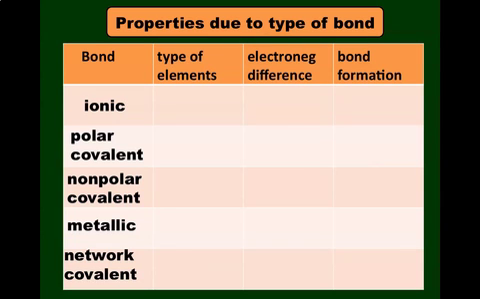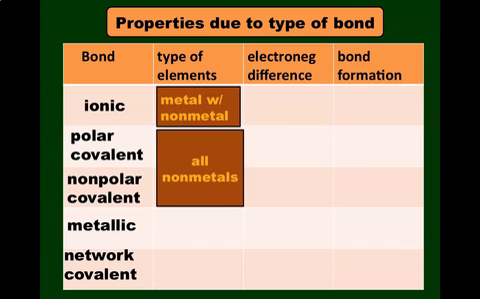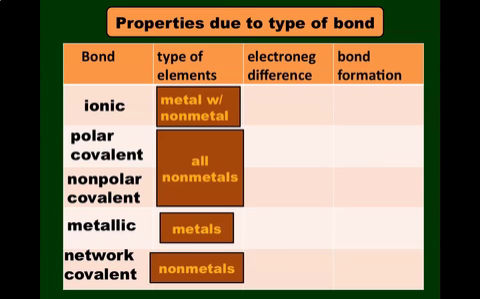Okay, let's talk about the properties due to types of bonds. An ionic bond, okay, so this is partially a review. An ionic should be a metal with a nonmetal. Polar covalent and nonpolar covalent are 2 nonmetals together, or more than 2. Metallic are with metals, and a network covalent is going to be with nonmetals.